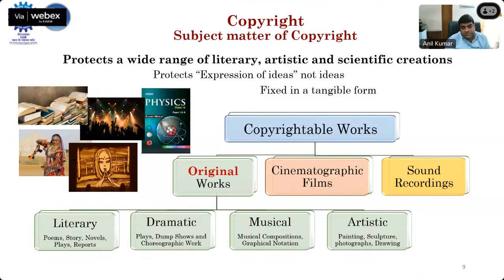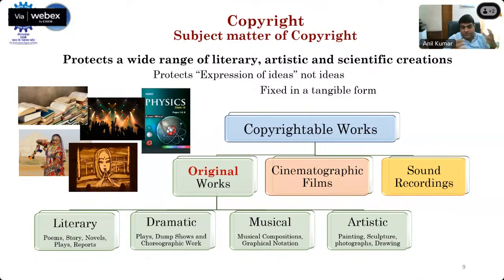The originality has to be there for literary, dramatic, musical, and artistic works. Okay, and when we talk about cinematographic films, basically they are a combination of these four items, and those four items which form the cinematographic film should be original in their expression. Okay, so when we talk about a cinematographic film, it must have a story, which is a literary work and should be original in nature. It may have a musical composition, which falls under musical work, and it has to be original in nature.